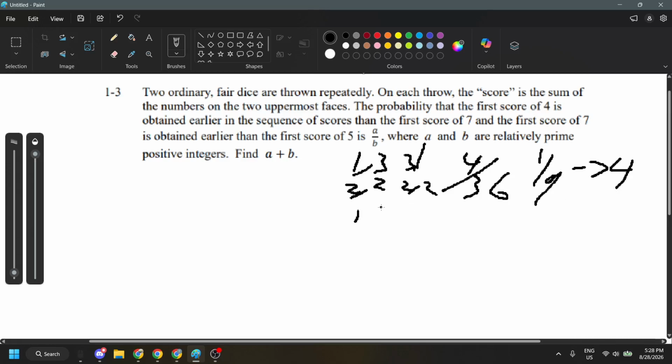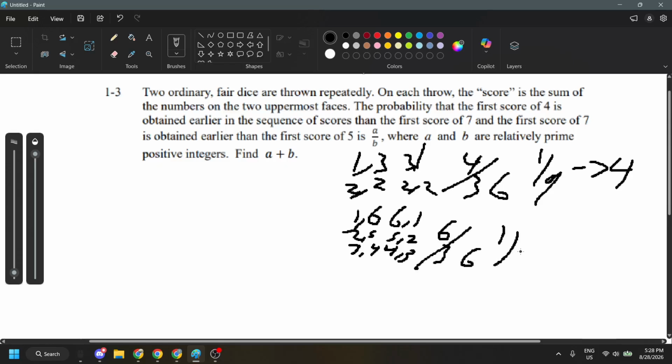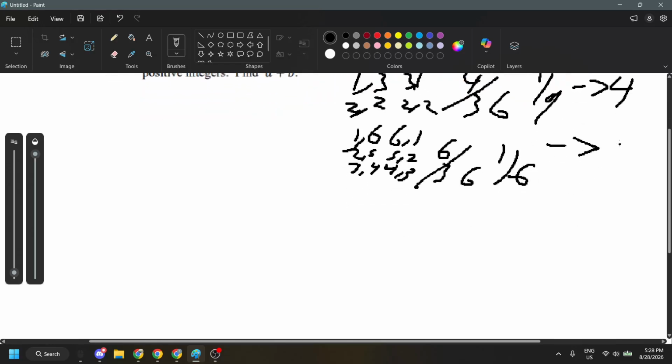The first score of 7 is 1, 6, 2, 5, 3, 4, 6, 1, 5, 2, 4, 3. So there's 6, so this is 6 out of 36. 1/6 goes to 7. And then 5 is 1, 4, 2, 3, 4, 1, 3, 2.